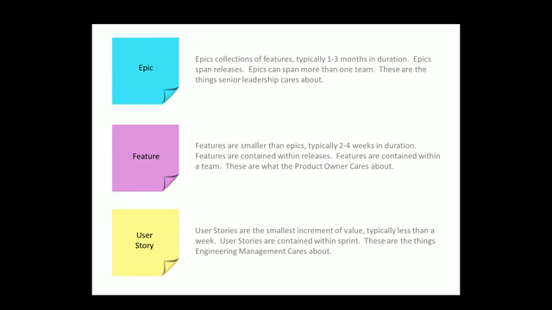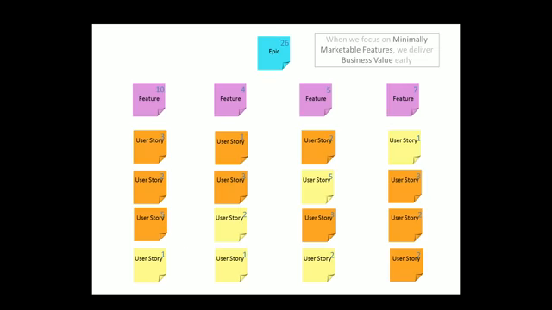He also kind of laid out a structure for work item breakdown. So, starting with that epic, that's the thing the senior leadership cares about, going to a feature where the product owner spends a lot of their energy and thinking, and then getting down to that user story, which the engineering management cares most about.